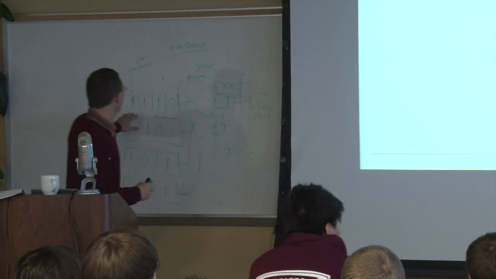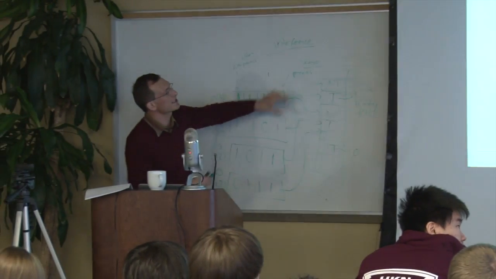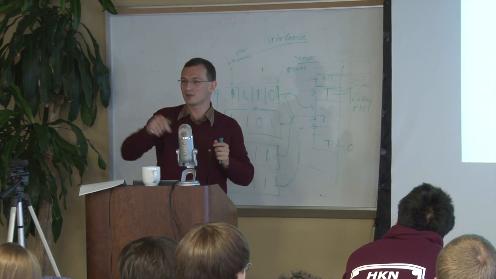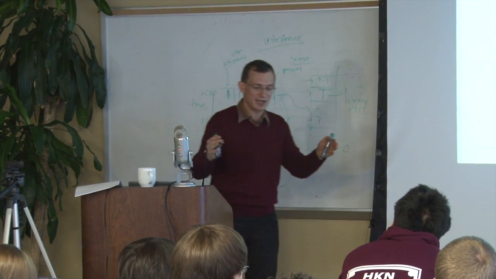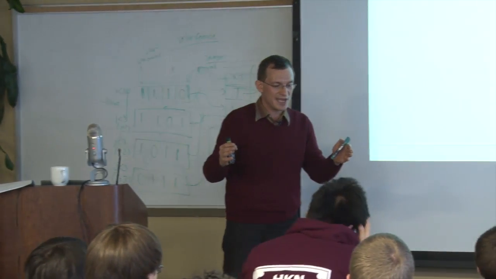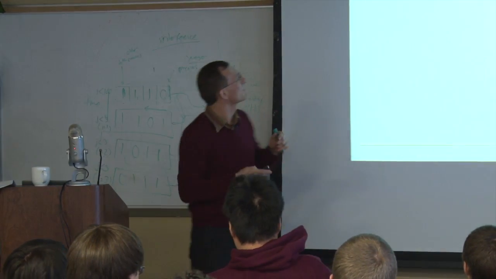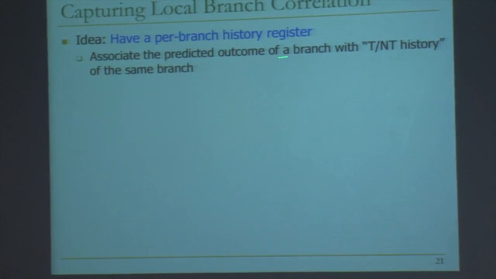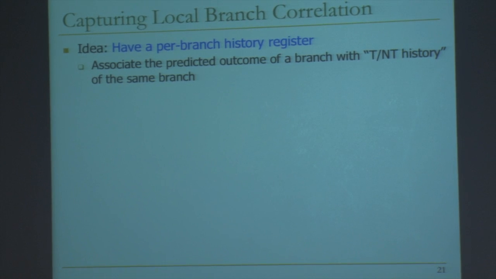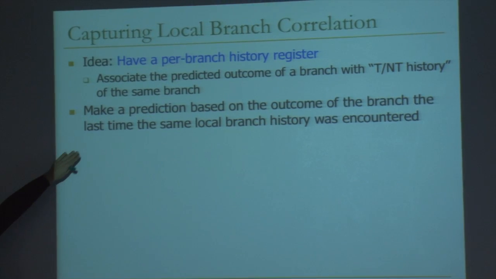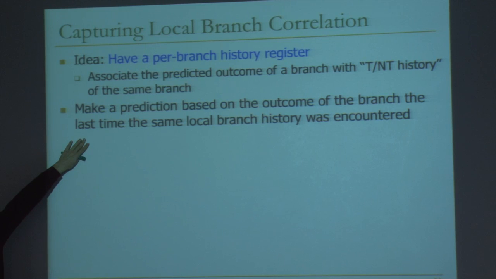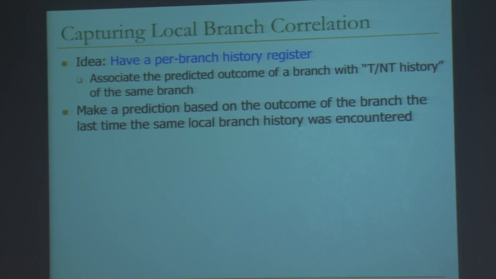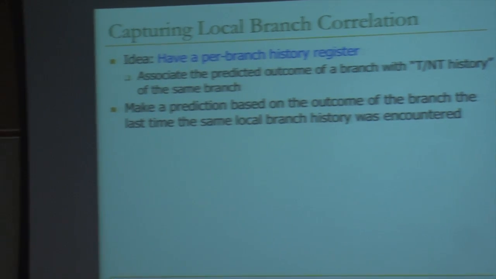Well, it's the same idea. Instead of having a global history register, have a per branch history register that's local to that branch. That keeps the outcome of the last n executions of that branch. And associate the predicted outcome of the branch with the taken, not taken history of the same branch. And make a prediction based on the outcome of the branch the last time the same local branch history was encountered. Basically, the last time you see the same local branch history, where did this branch go?